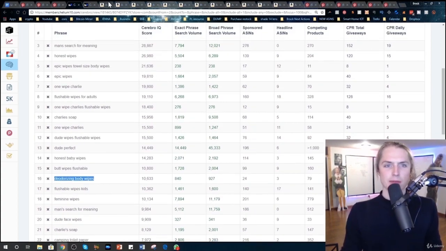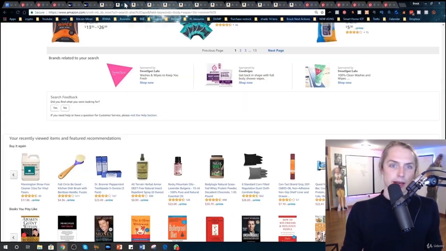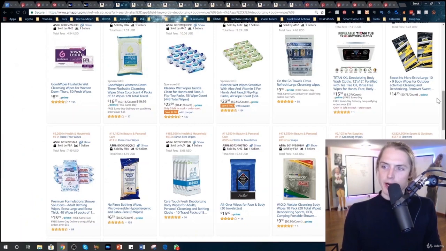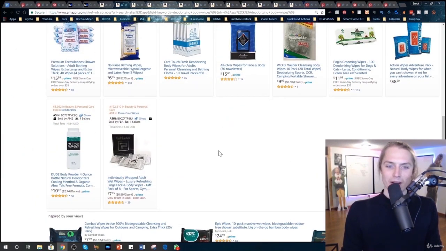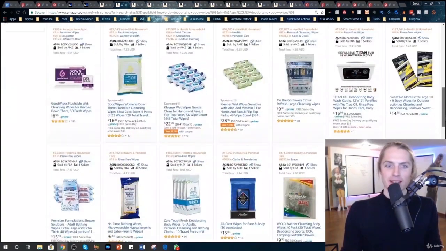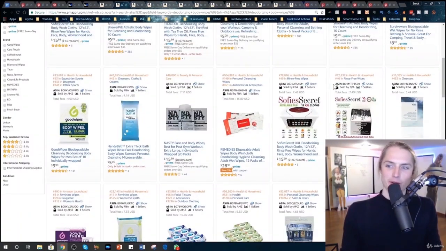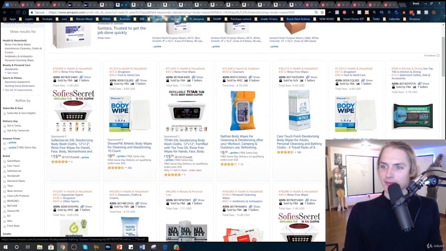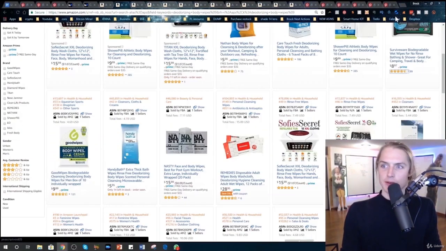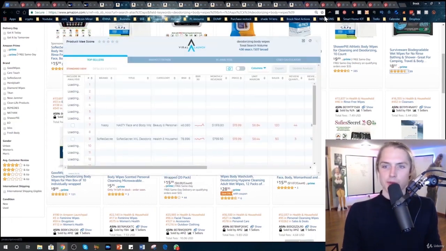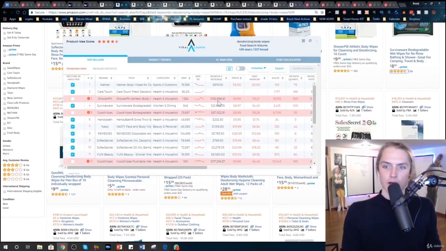Deodorizing body wipes. That's interesting. Let's look that up. Yeah, that's an interesting way to describe these, but I guess deodorizing body wipe is just a way of saying I want a big body wipe shower towel. So, okay. Let's see what the revenue is on this. That's a smaller keyword. Whoa. Okay, that's a low point. We're not going to get in there at $10. That's quite too high. There's some pretty big revenue going on in this market though.